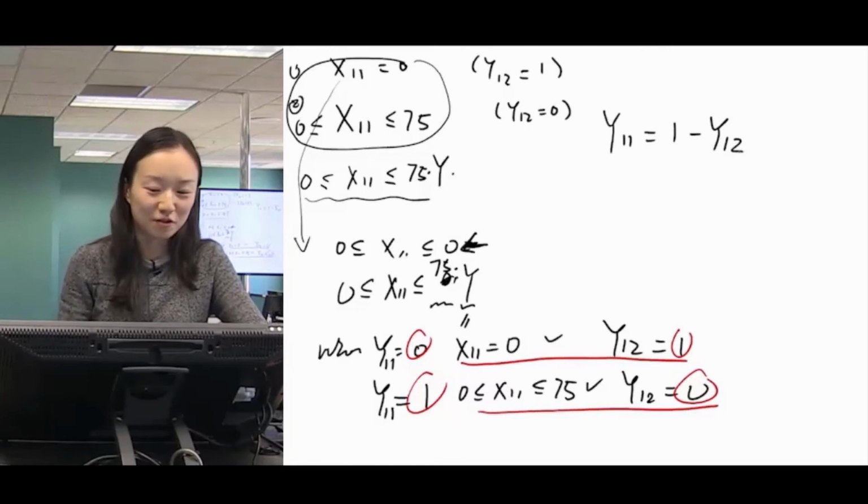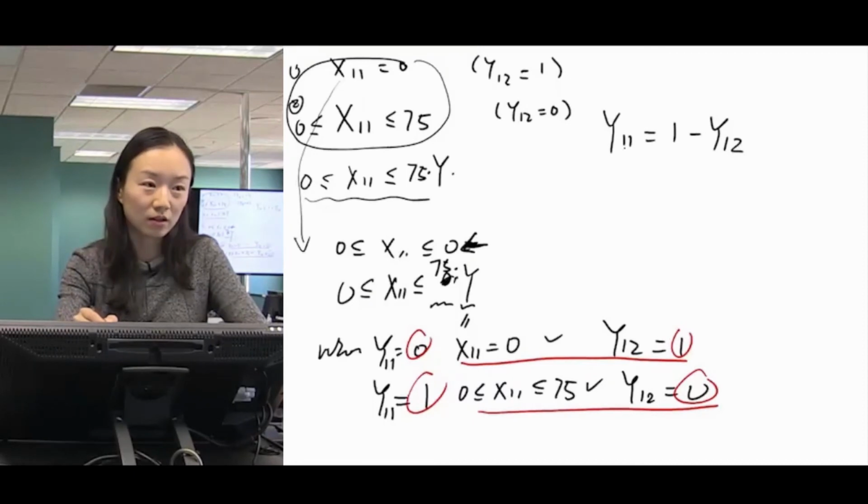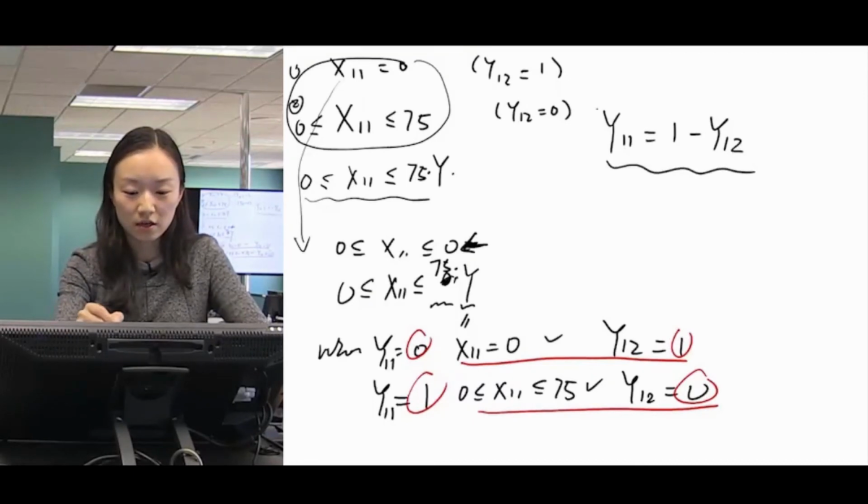They are binary values, so we just use 1 to subtract the other value. So when y12 is 1, then we do get 0 here. And when this is 0, we do get 1. Okay, so that's the linking constraint.